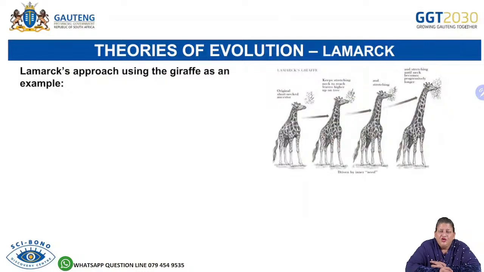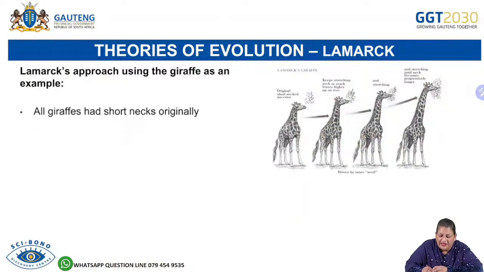Now, Lamarck used the giraffe. So he took a giraffe to explain his two laws. Right? And this is what he said. He said that the ancestral giraffe, this one, the first giraffe on earth, had a short neck. It's called the ancestral giraffe. But now this ancestral giraffe was competing for food with other herbivores, like the sheep and the cow. They were feeding on the grass and all the leaves of the lower branches.